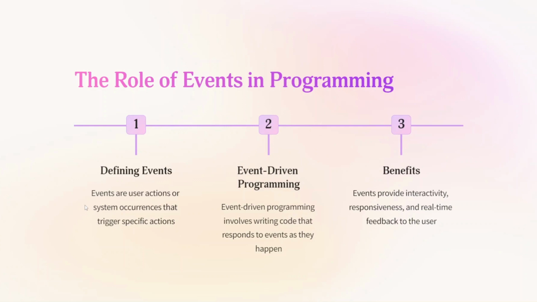So let us check the role of events in programming. So what is an event? An event is a user action or something that occurs from the system and that triggers specific actions. And second is event-driven programming. Event-driven programming involves writing code that responds to events. An event is something that has happened, and according to that we will write the code. Benefits of event-driven programming are that events provide interactivity, responsiveness, and real-time feedback to the user.